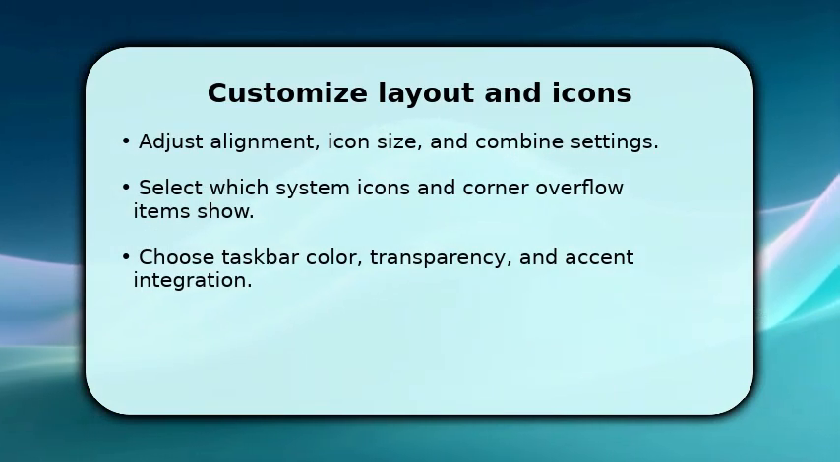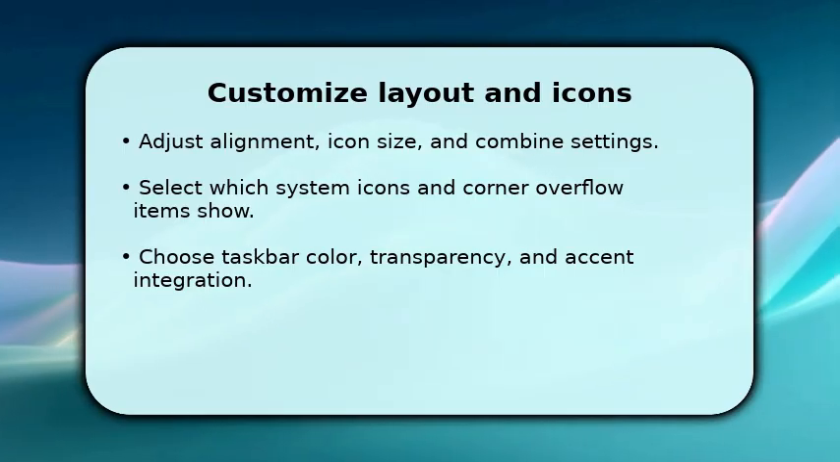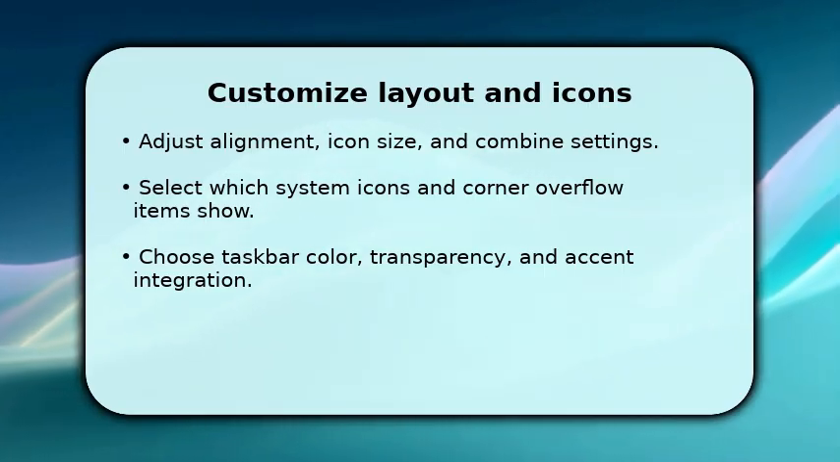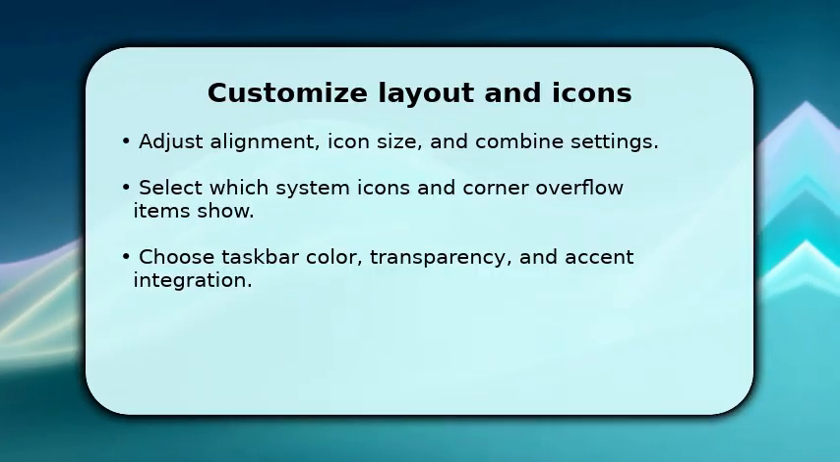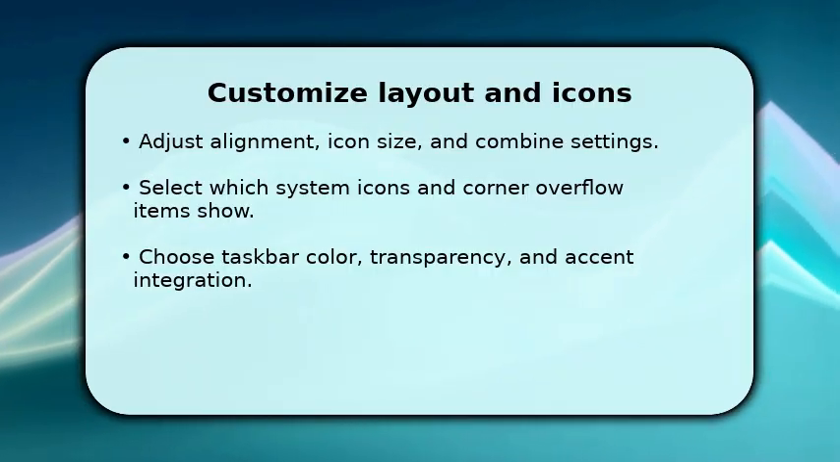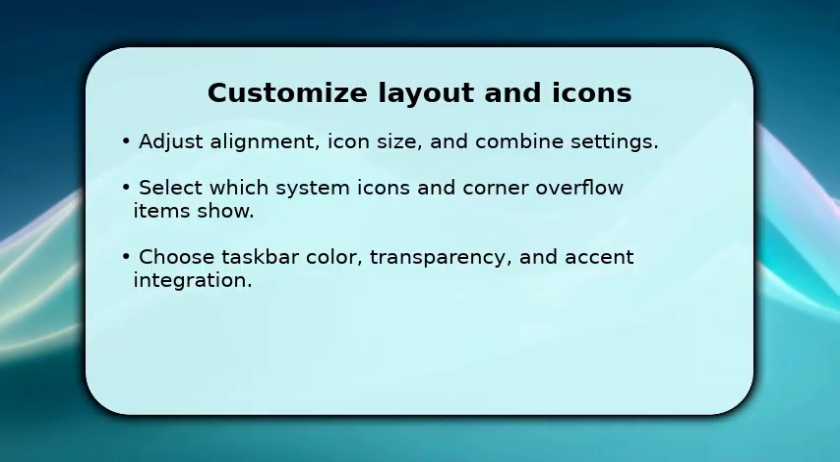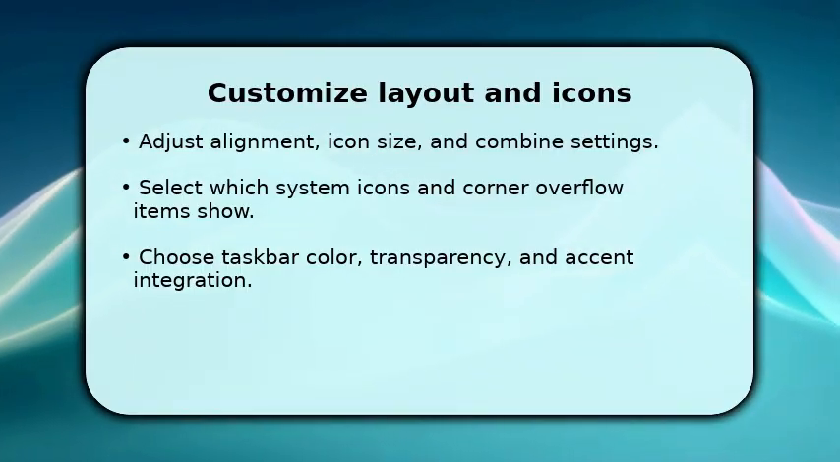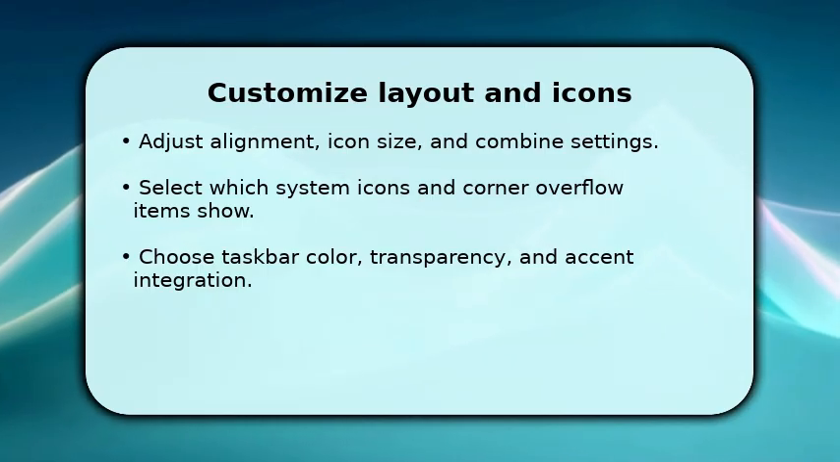Set alignment left or center to change balance, pick small or large icons to increase space, and select combining behavior so labels appear or hide. Next, configure which system icons and overflow items are visible. This reduces clutter and makes critical tools accessible.